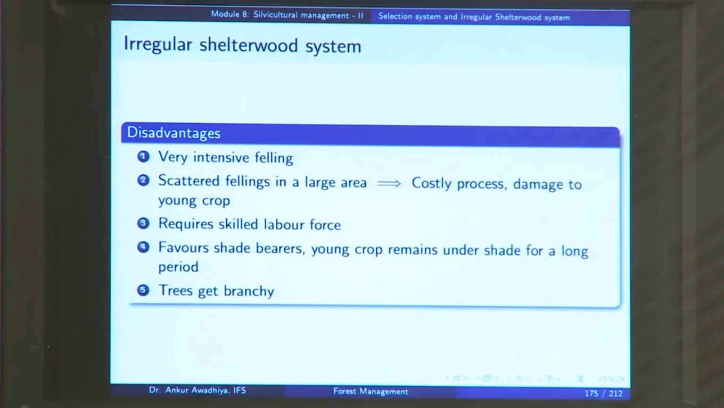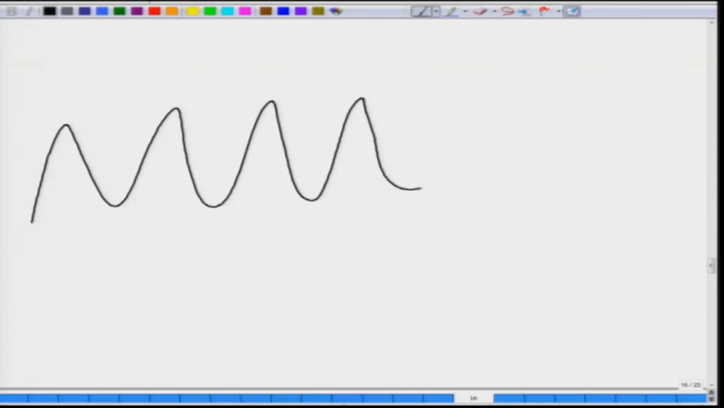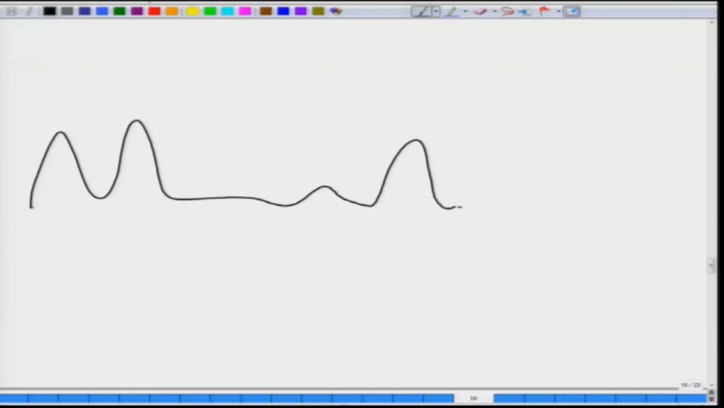So, suppose your terrain looked like this. You have these hilly areas, then you have these plain areas. So, you have this hilly area, then this plain area, then small hills, then again a plain, then again hills. What this irregular Shelterwood system says is that in these areas you will go for a selection system, whereas in these areas you will go for a Shelterwood system.